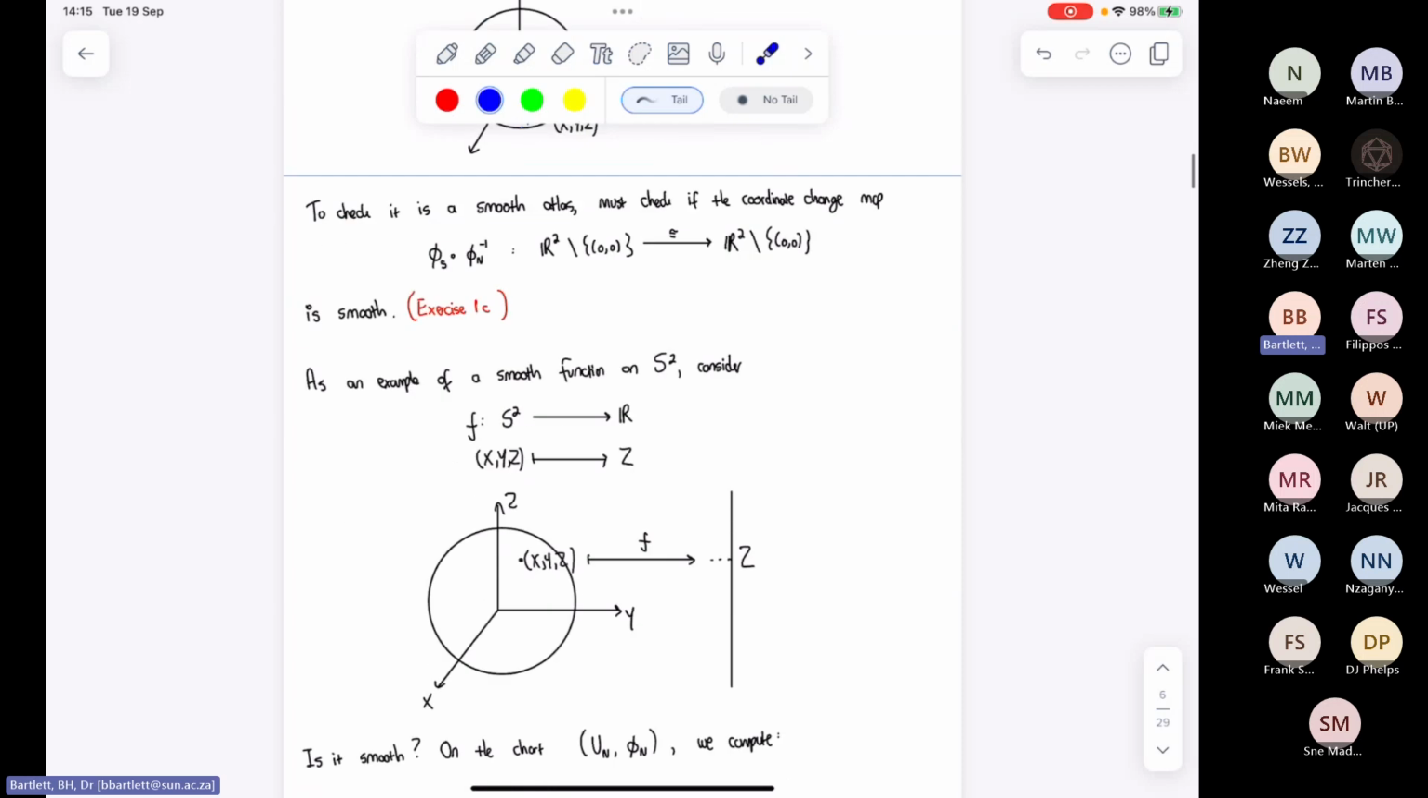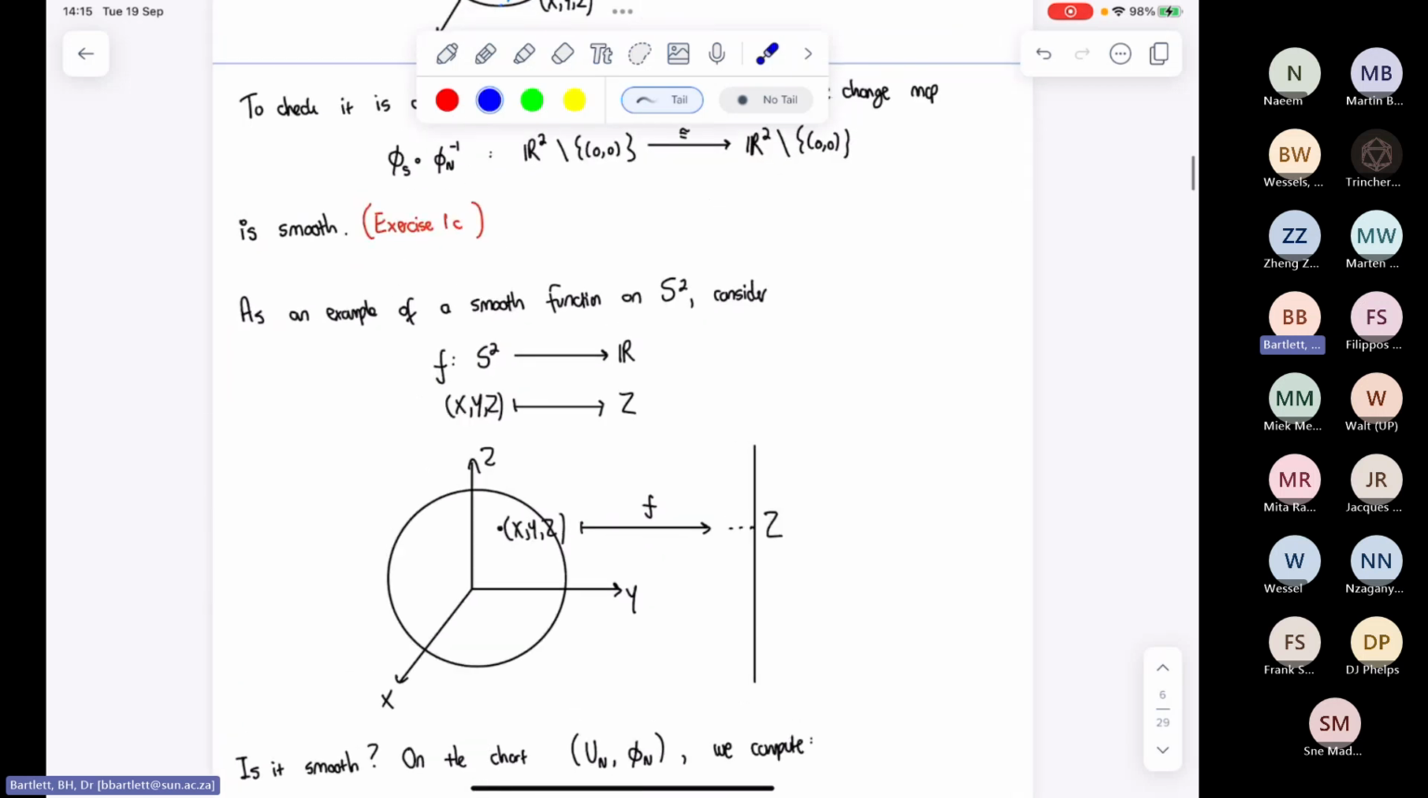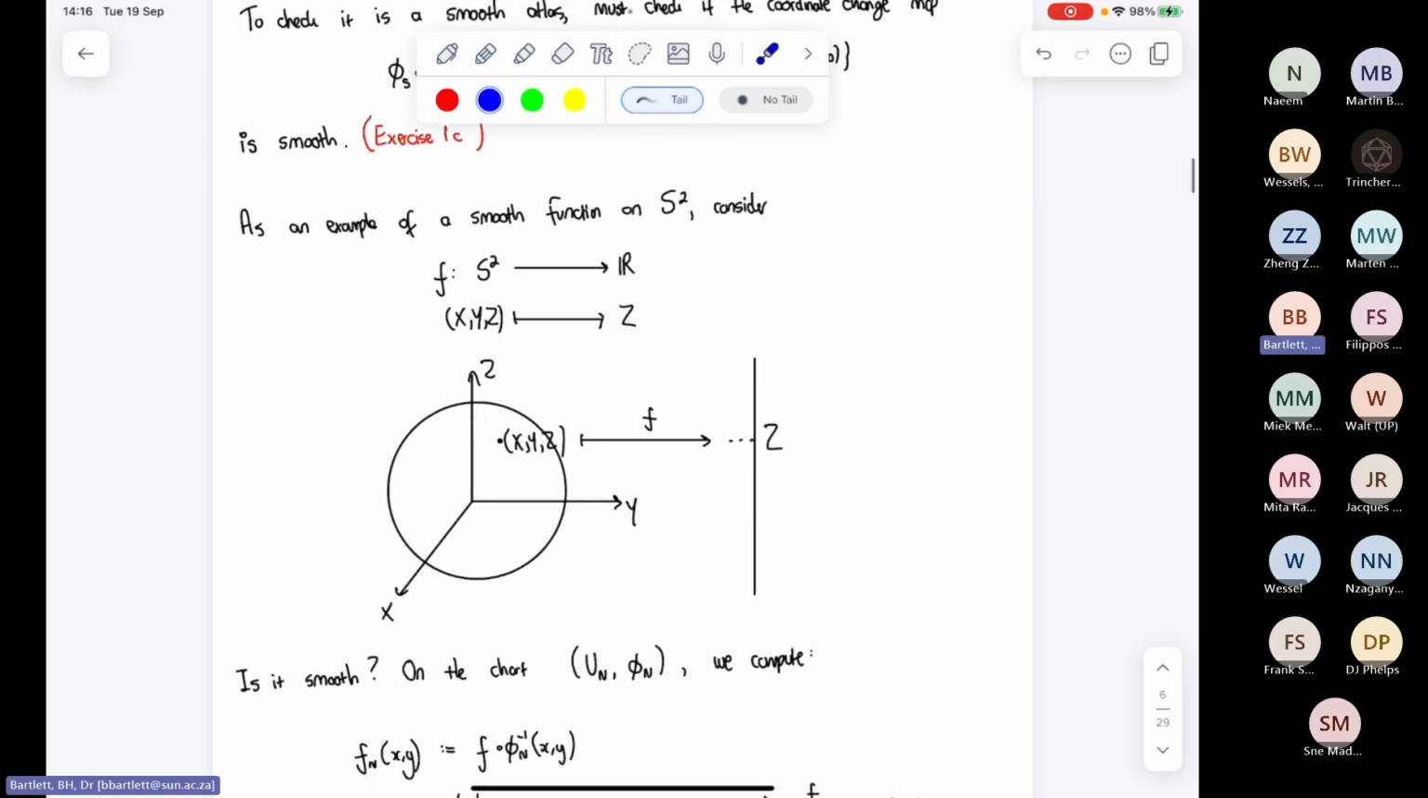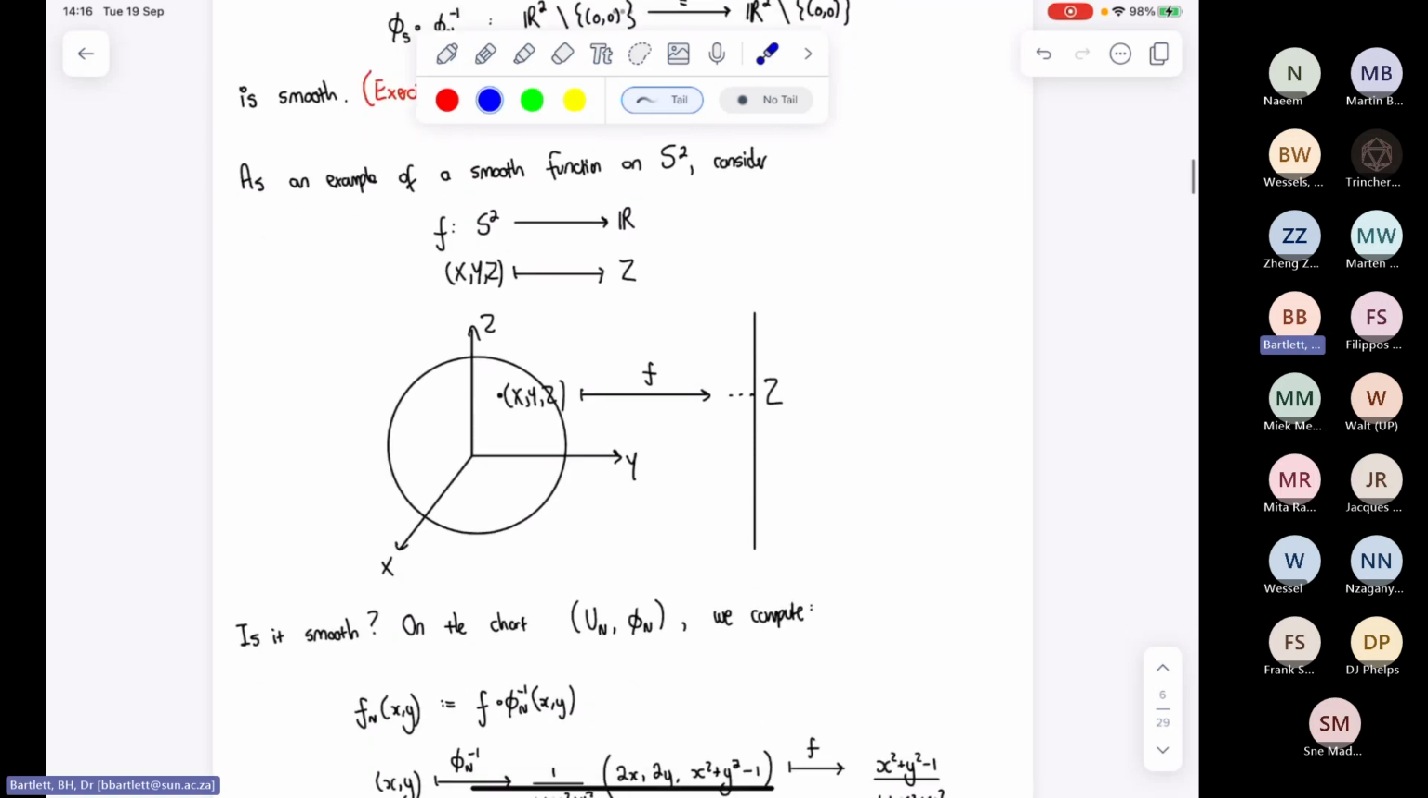I should give you an example of a smooth function on the manifold. Here's a very simple function. I just take a point on S2 and I just extract the z component. That's certainly a well-defined function. I need to check whether it's smooth. How do I check whether it's smooth? I need to look in the charts and see whether I get a smooth map from R2 to R.